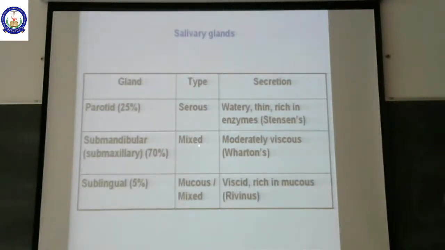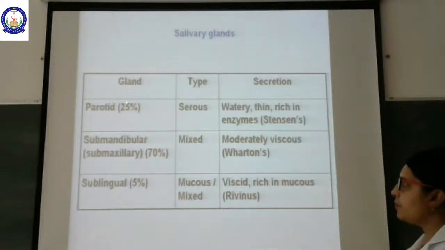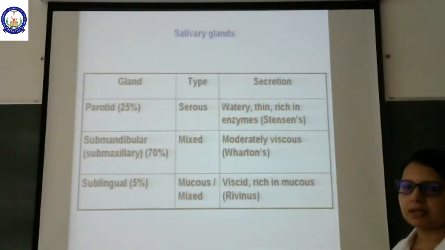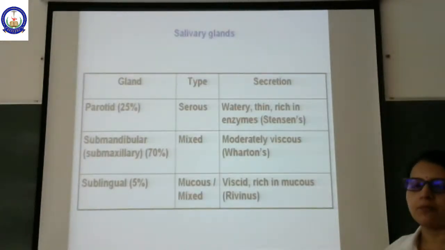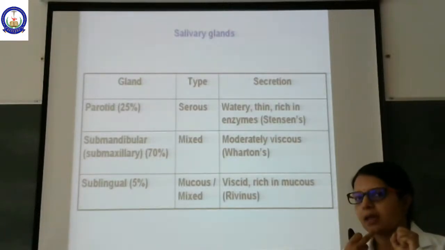Coming to the characteristic features of the juice secreted by these glands. About 25% of the salivary juice is secreted by the parotid glands. The nature of the secretion is called serous. Serous means it is watery in nature, thin, not sticky or thick, and it is rich in enzymes. The duct of the parotid gland is called Stensen's duct. The juice secreted in the parotid gland is released into the oral cavity with the help of this duct.